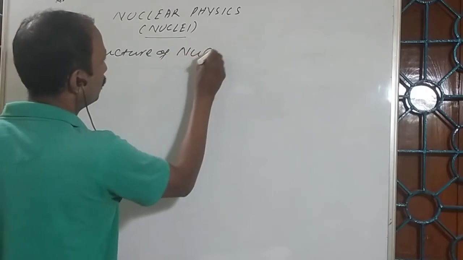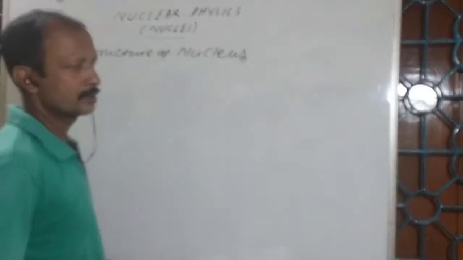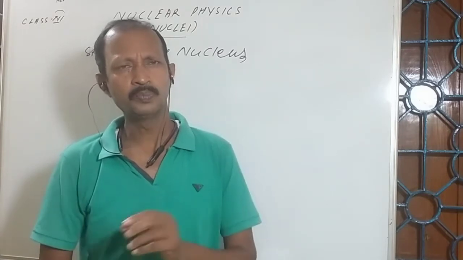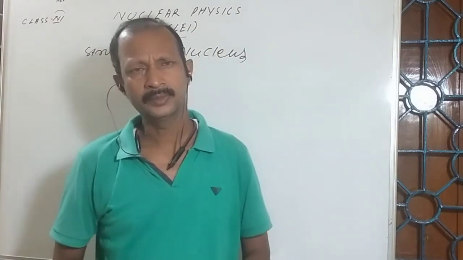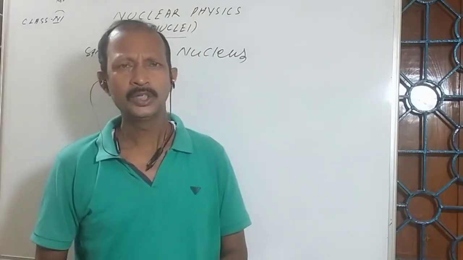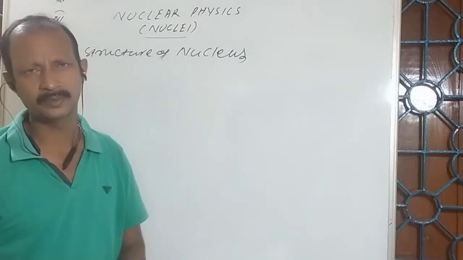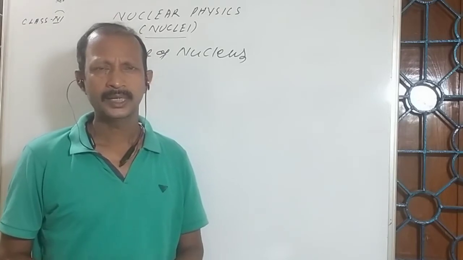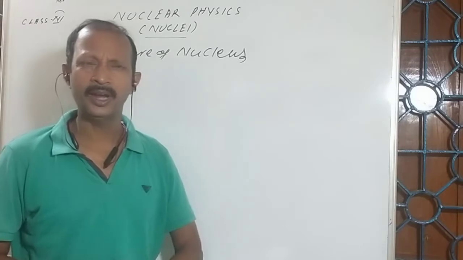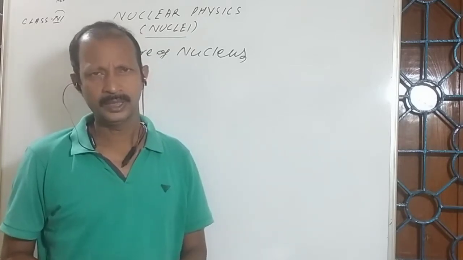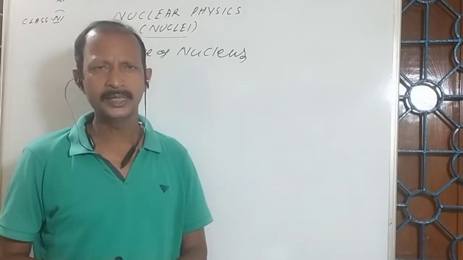Structure of a nucleus. The nucleus is a very small portion of the atom. In fact, it is so small that it is not possible to draw a sharp boundary for the nucleus. We can just assume that it is like a sphere. In fact, the shape of the nucleus depends upon the number of constituents. Its size depends upon the number of constituents. Since it is very small, we assume that it is like a sphere.